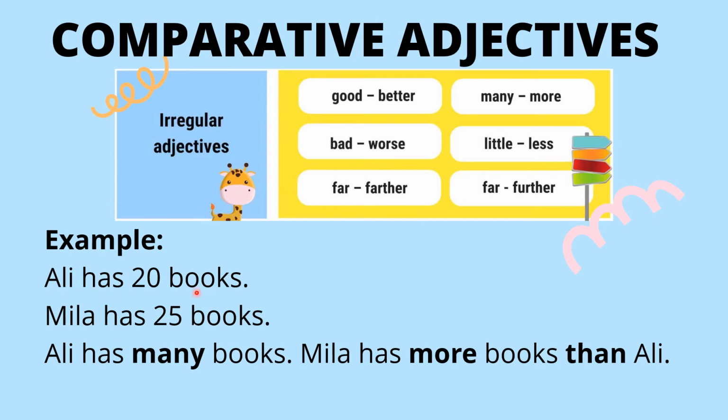Okay, let's look at one example. Ali has 20 books. Mila has 25 books. Ali ada 20 buku, Mila ada lebih 25 buku. Maksudnya dia ada lebih 5. So, when we compare Ali and Mila, siapa yang ada lebih buku? Mila ataupun Ali? Yes, Mila. Mila ada lebih buku daripada Ali. So, Ali has many books. Tapi, Mila ada lebih banyak kan? So, we will use, Mila has more books than Ali. So, many. You cannot put more many or you cannot put manier. So you have to use more. Sebab tu kita akan guna Mila has more books than Ali. So these are for irregular adjectives.